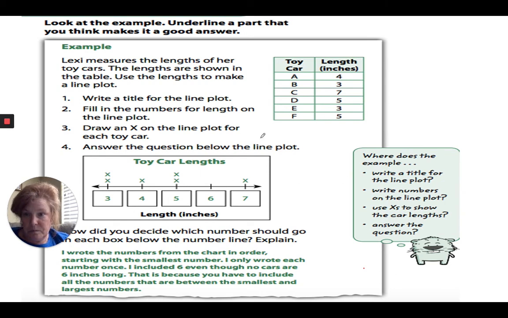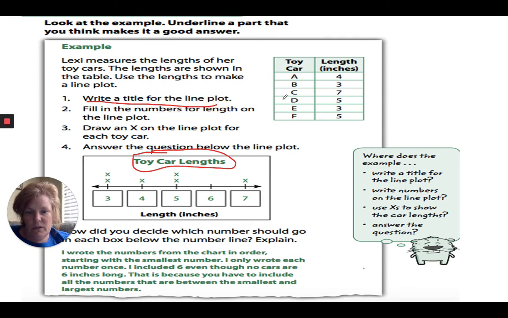Let's see. So we got to write the title. Don't ever forget the title. Remember we talked about that. Oh, it's going to let me draw. There's your title there. That's what it says. You always write a title for the line plot.